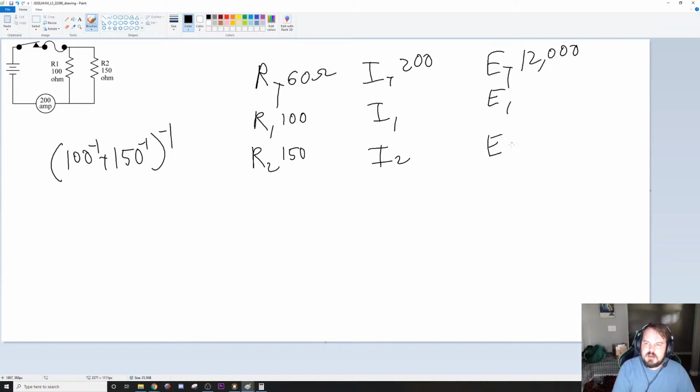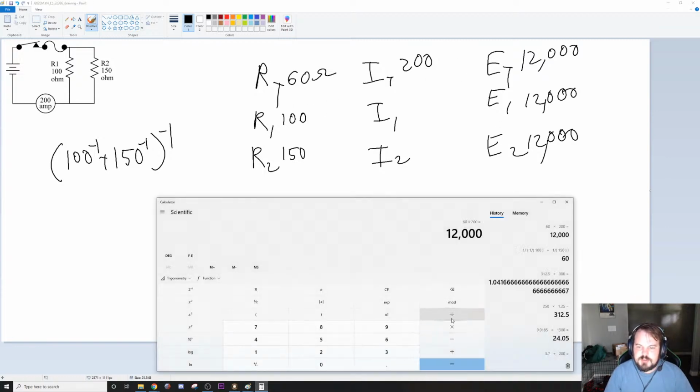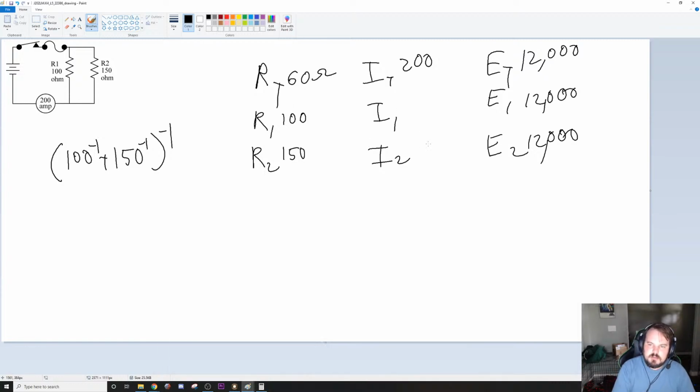E1, E2. So we're looking for the current through R2. We're just going to take 12,000 divided by 150, and that's going to give us 80. And that'll make this 120 amps. Done.